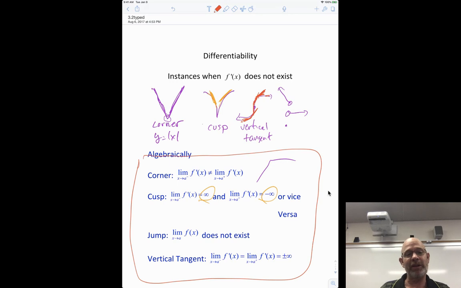If you see it in the picture, cusps are often caused by square roots. Vertical tangents like cubics. But more important than anything is you just need to be able to look at a picture and tell when it's a corner, when it's a cusp, if it has a tangent line or if it doesn't. It's all called differentiability when something has a derivative.